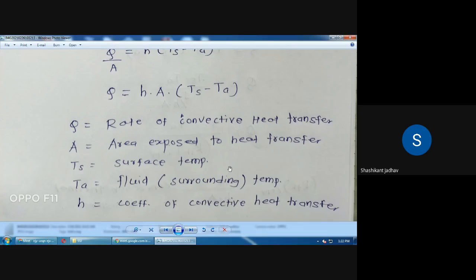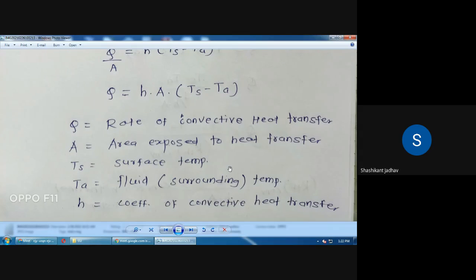This has to be remembered. What is the unit of thermal conductivity? Watt per meter Kelvin. And what is the unit of the heat transfer coefficient for convection? That is watt per meter square Kelvin. What is the difference? In thermal conductivity, meter is there, and in the heat transfer coefficient, meter square is there.